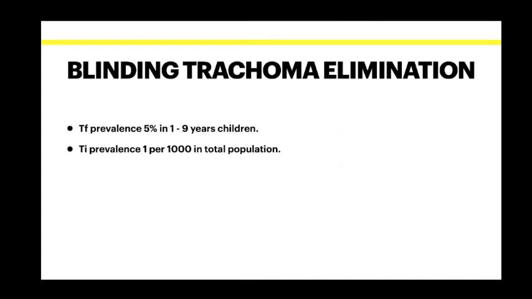WHO defines blinding trachoma elimination as follows, so when we can say the trachoma is eliminated: when the TF, that is the follicular prevalence, is less than 5 percent in children aged 1 to 9 years. So basically in children less than 10 years, when the prevalence of trachomatous inflammation follicular is less than 5 percent, and, not or, both must be there, trachomatous inflammation intense prevalence is less than 1 per thousand in the total population. We'll take a district population or a sub-district population. So these two are the criteria that need to be met for calling a place eliminated of trachoma.